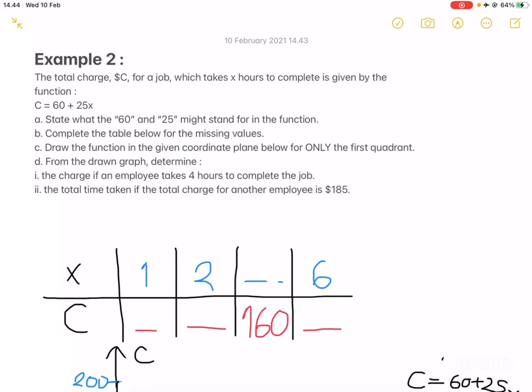And for the 25, the coefficient of X is probably the charge per hour. So if you work longer, you get more money, something like that. So yeah.